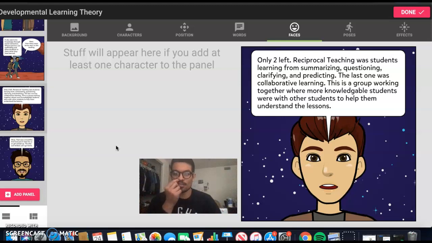And then the last one was collaborative learning. It's basically a group effort, a group working together where students that understand it work with students that are having a bit of a hard time, and they help each other out. The students explain where they are getting stuck, and then the other students will help them, so the students having trouble will be able to solve it on their own. They're not doing the work for them, but just giving them that extra push to help them out.